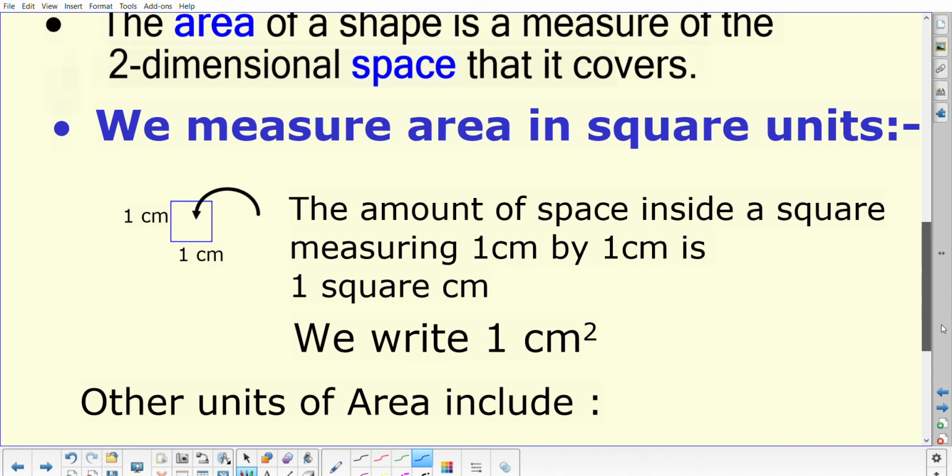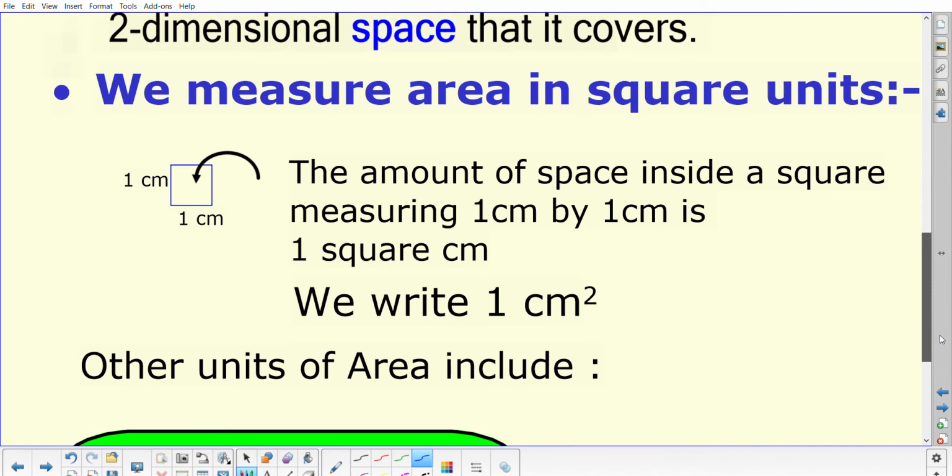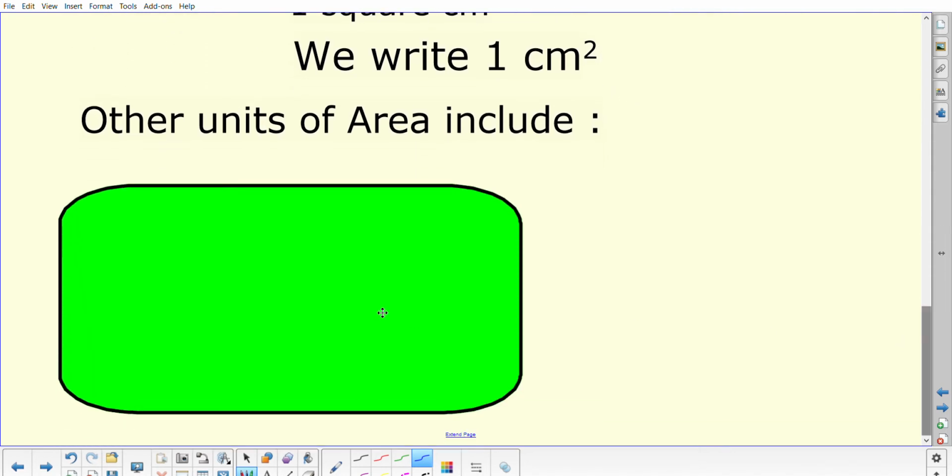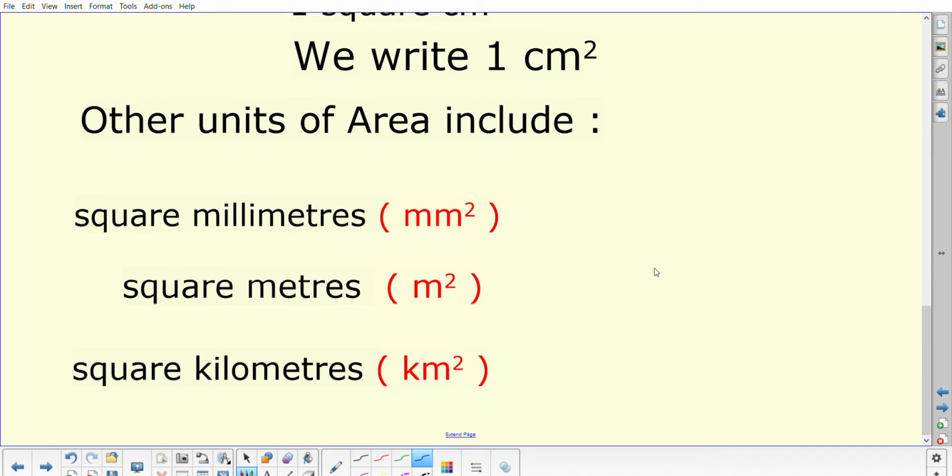Imagine trying to cover the space in squares. So the amount of space inside a little square, probably in your jotter, that measures 1 centimetre by 1 centimetre is 1 square centimetre, and it's written like this, cm with a little 2. Other units of area that we might use, if it was a very, very tiny area that we were calculating, like the end of a pencil, it might be measured in square millimetres. For a much larger room, like the floor of your house, buying new carpet and things like that, we usually buy that in square metres.